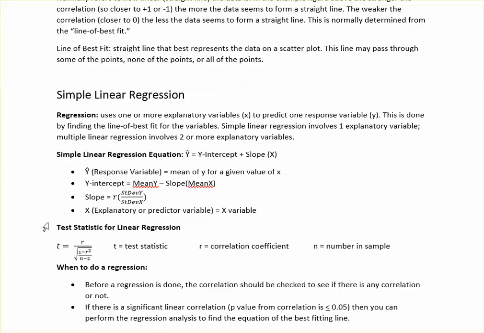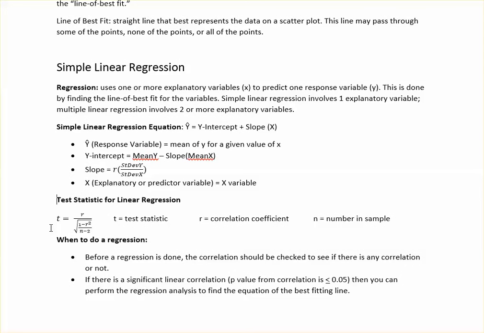The test statistic for our linear regression, because we will be doing a test statistic in order to find a p-value, the t, is just that r, the correlation coefficient, over the square root of (1 minus r squared) over (n minus 2), where n is the number in the sample.